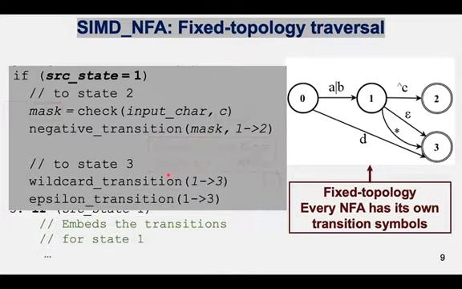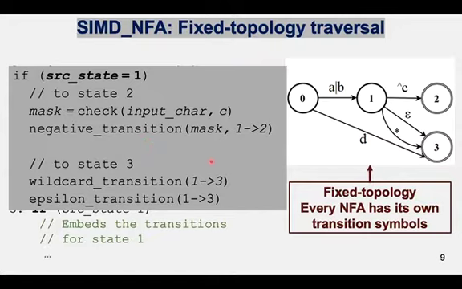Next, for source state 1, we see that there are two destination states, 2 and 3. For the transition to state 2, it is simply a negative transition. However, for the transition to state 3, there are two transitions embedded. One is a wildcard transition, one is an epsilon transition. So as I said before, in total we have 4 types of transitions.